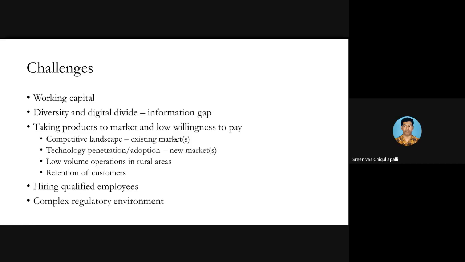Another important point is that getting qualified employees for your startups is a big challenge, because the volume of operations is very, very less, so startups may not be able to pay them good amounts. And there's a complex regulatory environment across India, but in the case of rural startups it becomes much more complex. So that's why it is important to look at all these factors and then enter into rural markets. Next slide, please.